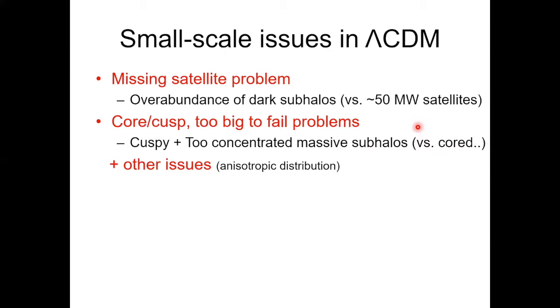And there are the core cusp or too big to fail problems, related to the inner density profile, or density distribution, of each small subhalo within the host halo. The density profile is cuspy in lambda CDM, but there are some cored dark matter satellites, as I will show later. And theory predicts too concentrated, massive subhalos in comparison with the observed density distribution of dark matter associated with satellites. And there are other issues.